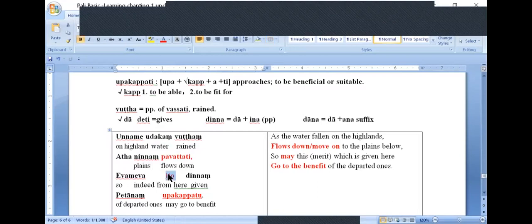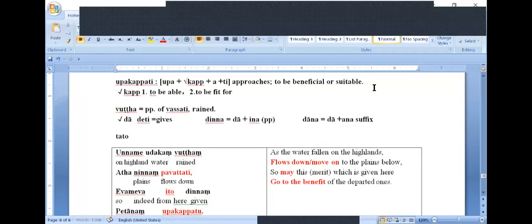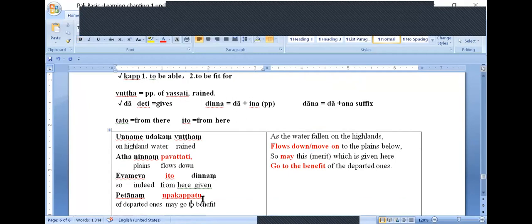So ewa mewa, from here. Okay, this one you learned before: ito, all right. Remember the "to" here. You have the tato. Tato is from there. So ito is from here. Okay, so from here, what is given from here? What is given? Dina, given from here.